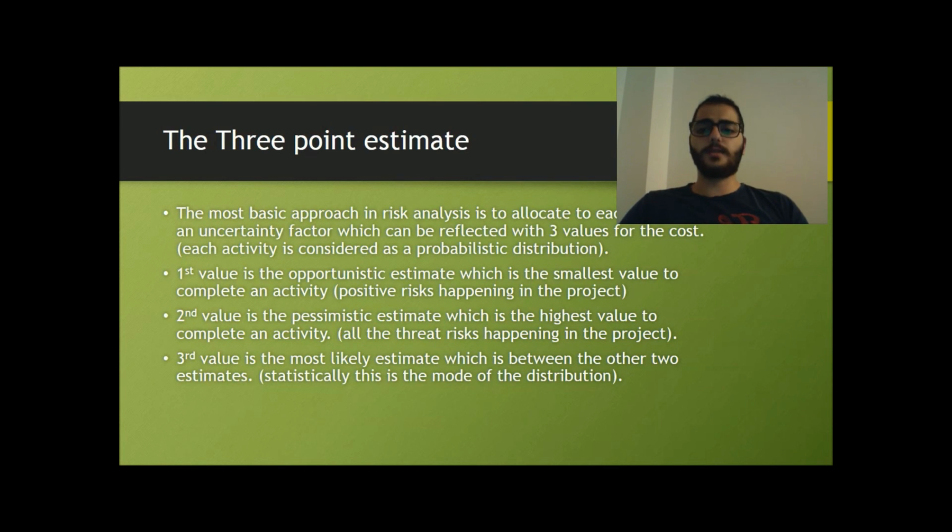First, the three-point estimate is one of the most basic risk analysis approaches, which requires us to allocate for each line item three values. First, the value for the optimistic estimate, which is the smallest value to complete an activity. The second value is the pessimistic estimate, which is the highest value to complete an activity. As for the third value, the most likely estimate, which is between the other two estimates, statistically this is the mode of the distribution.